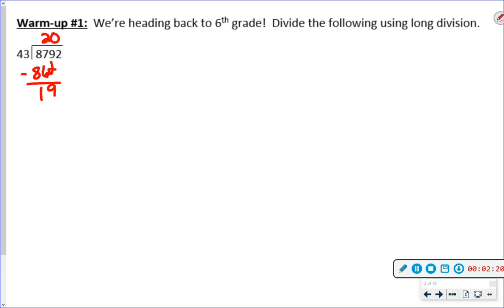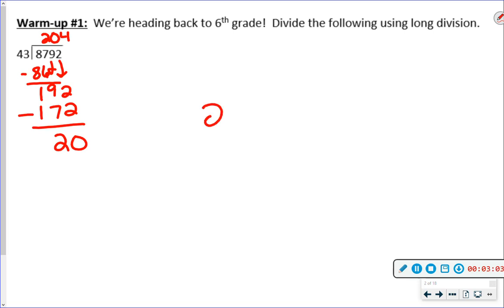Now I can bring the 2 down. Now you might need your calculators, because I don't expect you to necessarily do that in your head, to figure out how many times 43 goes into 192. Avery for the win, she's got 4. What's 4 times 43? 172. And then we subtract. Our remainder is 20. It's about the process: whatever goes on top, you multiply to the divisor, and then we're subtracting.